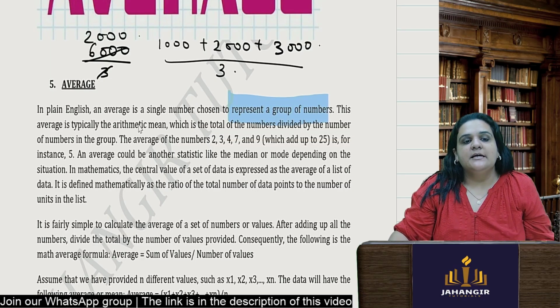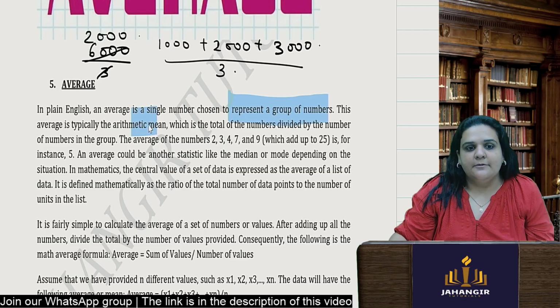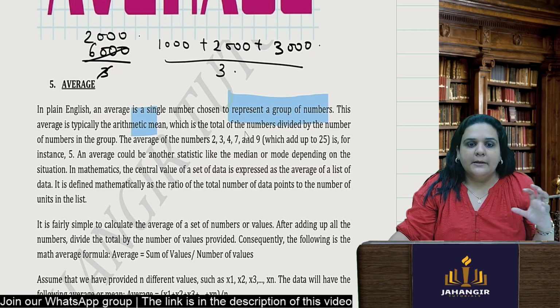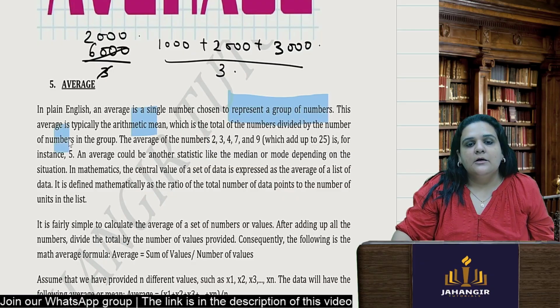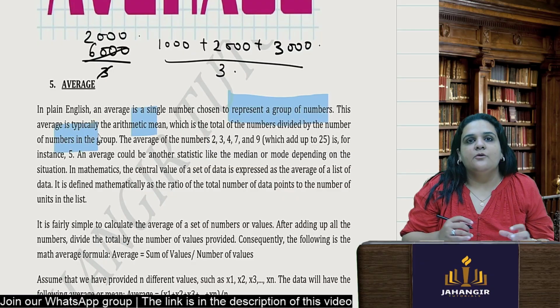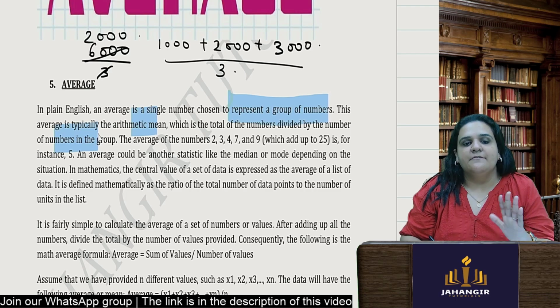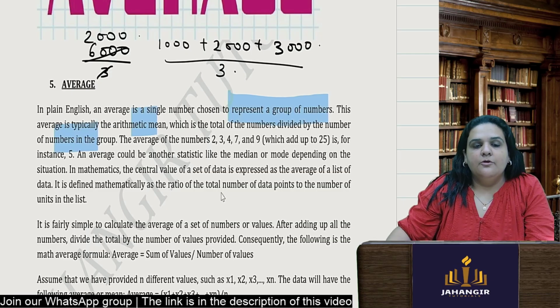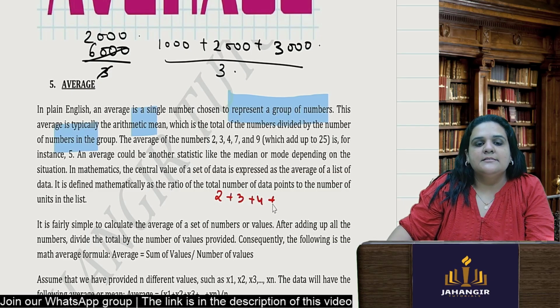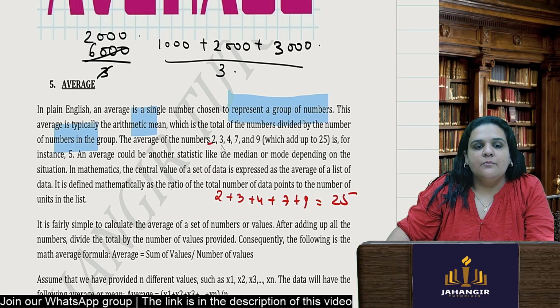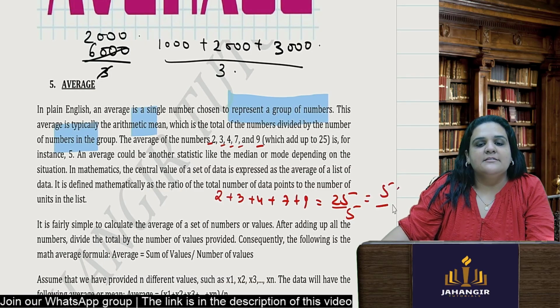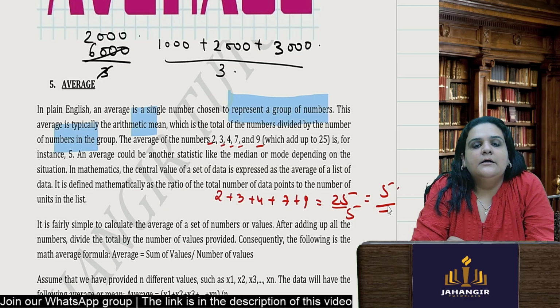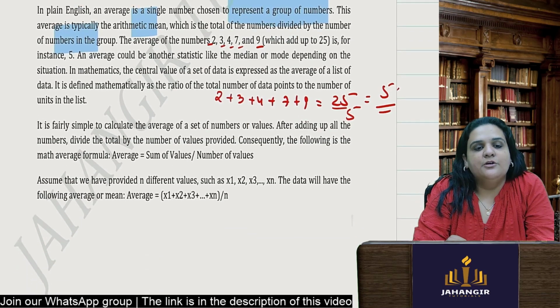This average is the arithmetic mean. It is the total of all the numbers divided by the number of numbers in the group. So if I tell you to find the average of 2, 3, 4, 7 and 9, you will first add all of them: 2 plus 3 plus 4 plus 7 plus 9, which is 25. And how many numbers are there? 1, 2, 3, 4 and 5. You will divide that by 5. You will get 5 as the answer, which is the average of these values.